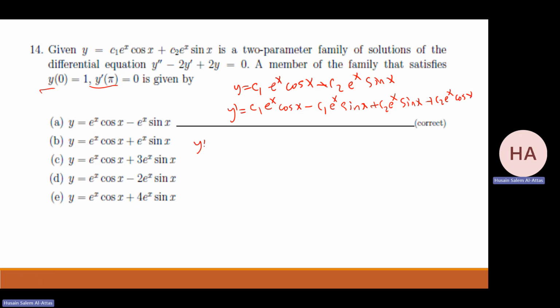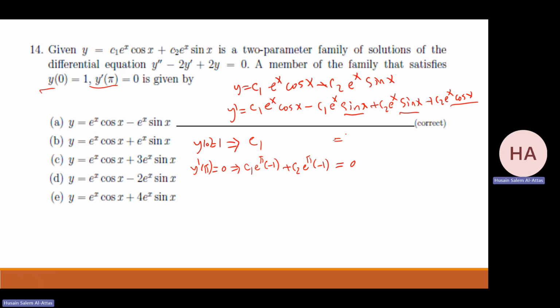Now I have y at 0 equals 1. That implies what? e to the power 0 is 1, cosine 0 is 1, so I have C1. C2 times sine 0, which is 0, is gone. So I have C1 equals 1. y prime at pi equals 0. If I put pi, I have what here? C1 e to the power pi times minus 1. Sine pi is 0. Here I need another e^pi plus C2 e to the power pi times minus 1. That should equal 0.